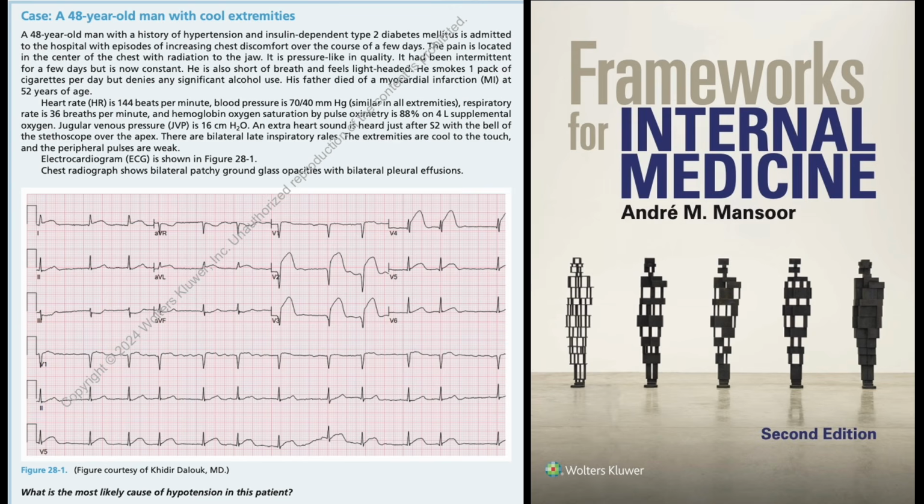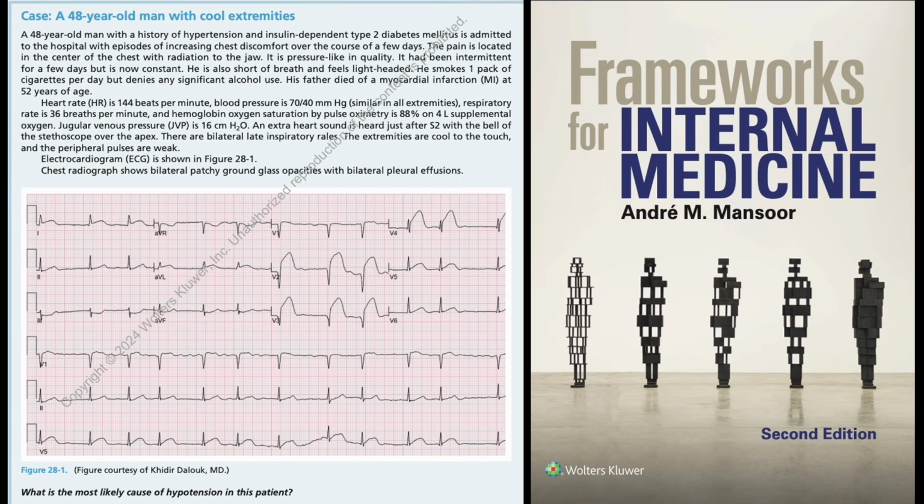A 48-year-old man with a history of hypertension and diabetes is admitted to the hospital with episodes of chest discomfort that developed over the course of a few days. The pain is located in the center of his chest with radiation to the jaw. It's pressure-like in quality, has been intermittent for a few days but is now constant. He's also short of breath and feels lightheaded. He smokes 1 pack of cigarettes per day but denies significant alcohol use. His father died of an MI at age 52.